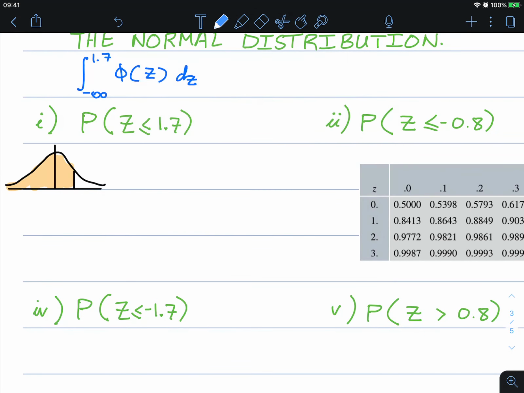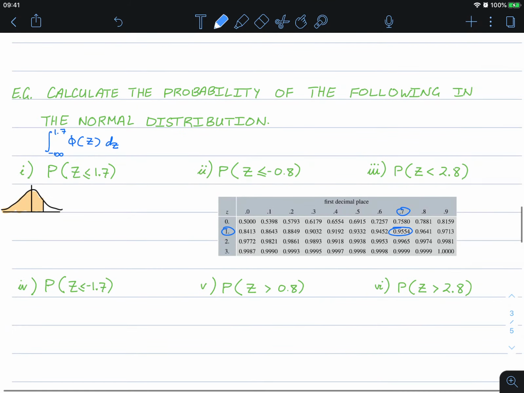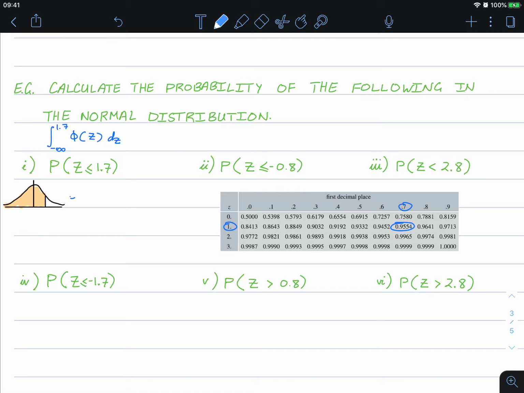And to do that, we simply go to our table and find 1.7. So this area that I've highlighted in orange is equal to 0.9554. That's straight from the table here.